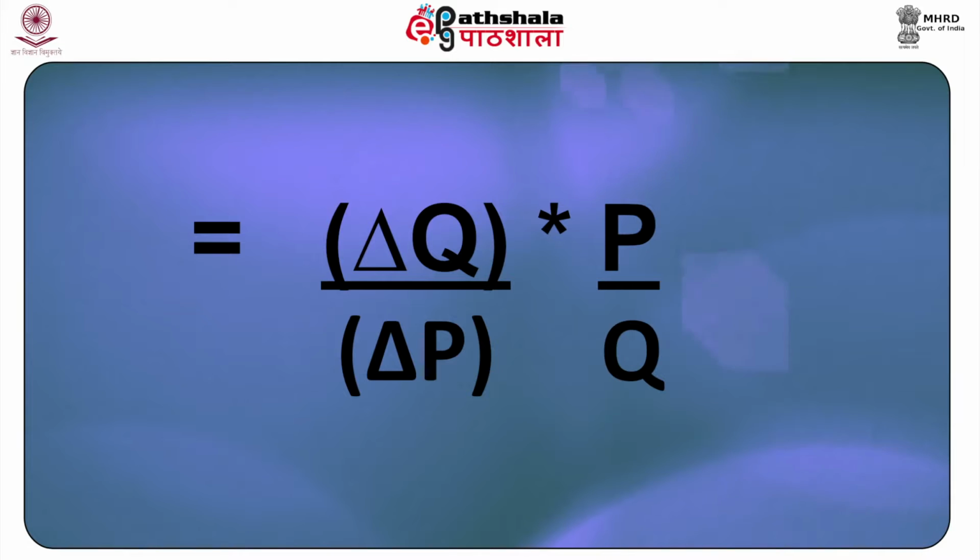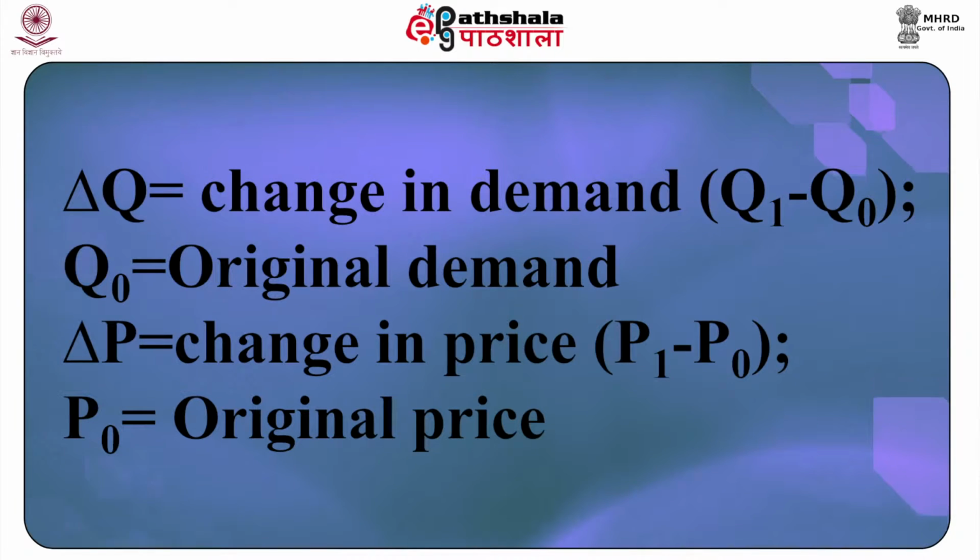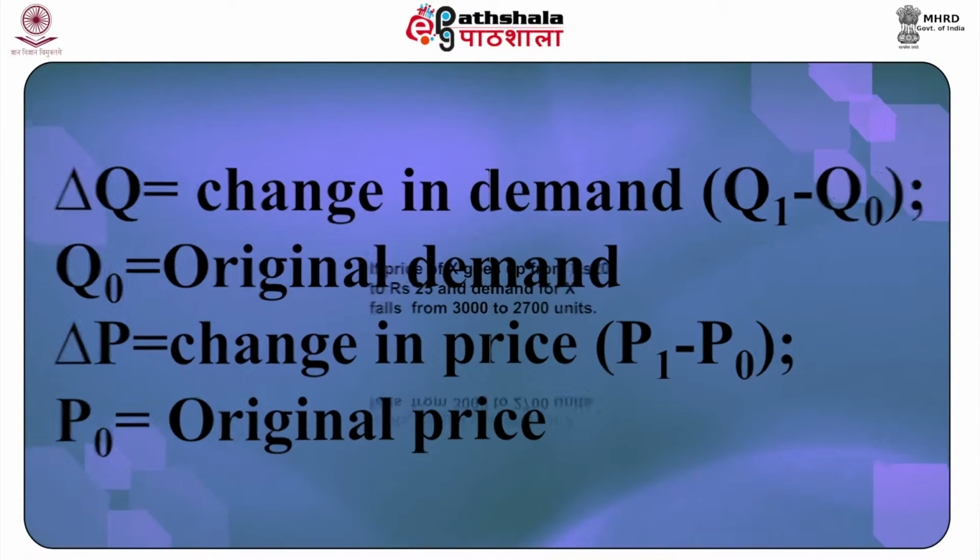of the slope of the demand curve multiplied by the price to quantity ratio, where delta Q is the change in demand, which is Q1 minus Q0, and Q0 is the original demand, and delta P is the change in price, which is P1 minus P0, and P0 is the original price.